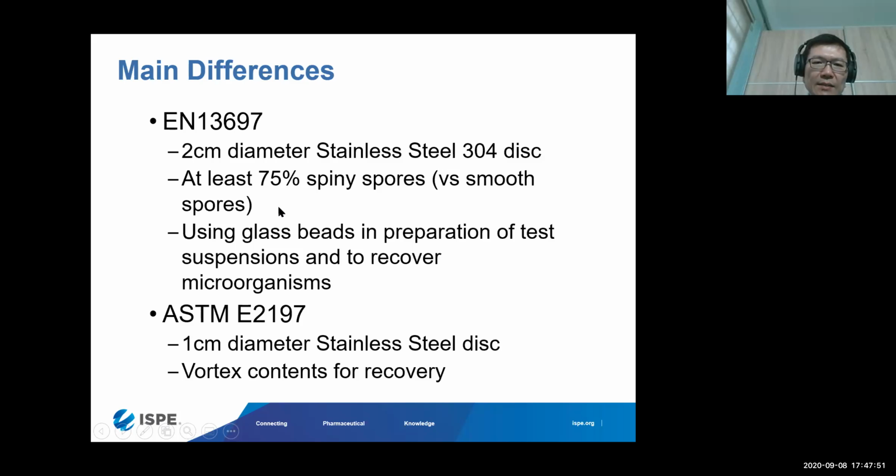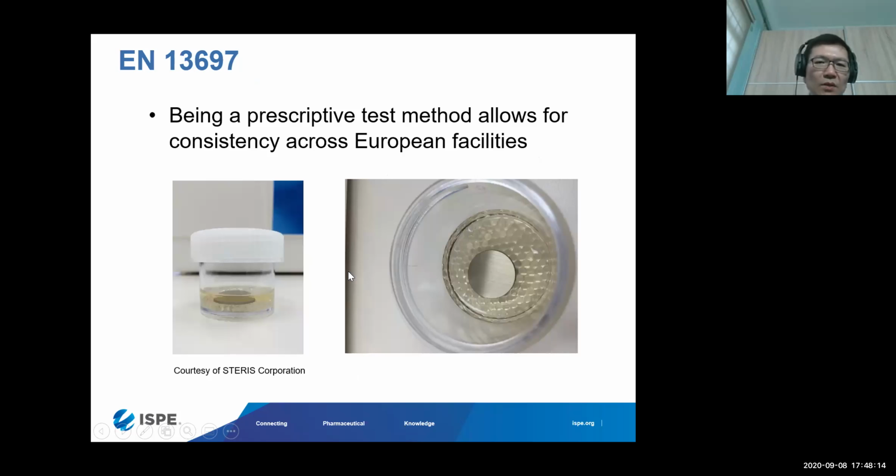For EN 13697, you need to have at least 75% spiny spores versus the smooth spores. Smooth spores are not the worst case. So you need to have at least 75% spiny spores, and then use glass beads to recover the microorganisms. These are some pictures of using glass beads to recover the microorganisms from the disc.